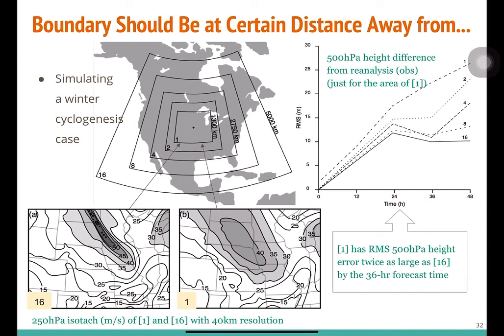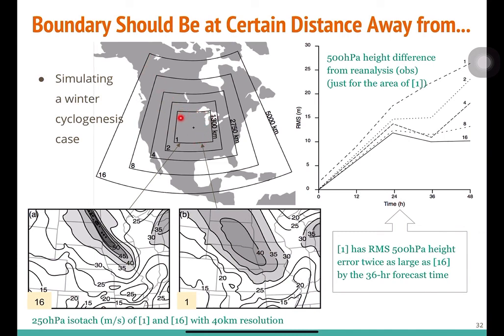Okay, so here is another example showing you different simulations with different size here. So 1, 2, 4, 8, 16, there are different simulations. And in here, I'm showing you this because we should know that the boundary should be at a certain distance away from the weather systems that we want to look at.